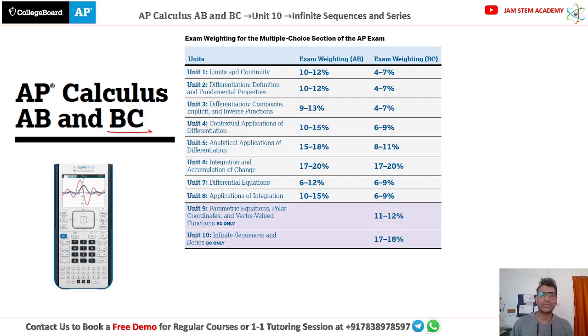So today we are going to start Unit 10, which is specially for the BC students only, which weighs around 17 to 18% of their paper.